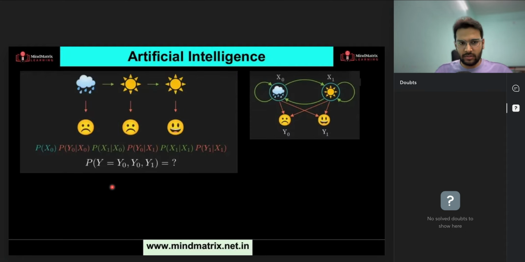Okay, so now how can we do that? So let's say for this particular weather sequence, am I properly audible or not? Just confirm once.